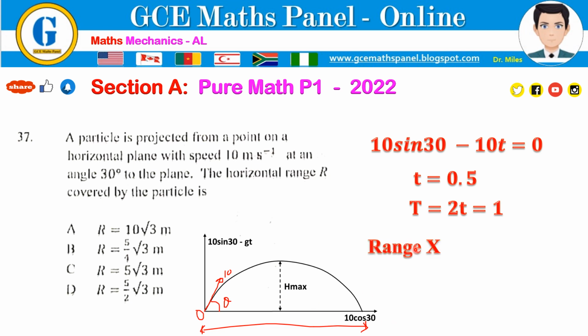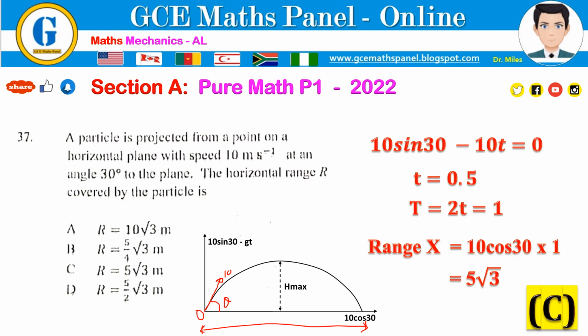So our range should just be equal to 10 cos 30 times 1. Cos 30 is root 3 on 2. So we have 5 root 3, because we're going to have 10 root 3 on 2, which is equal to 5 root 3. So this is the range of the particle, okay? 5 root 3 meters. Our key here is C.